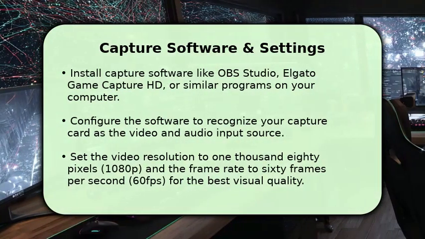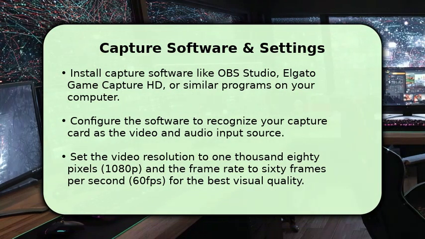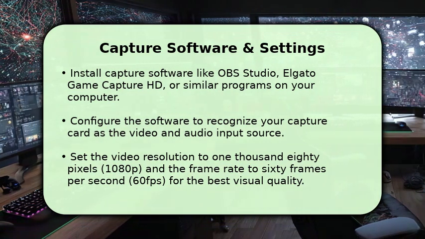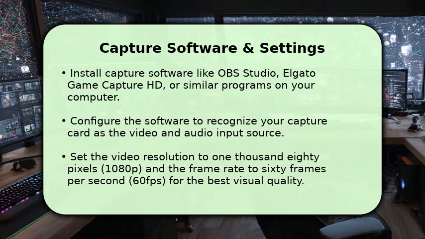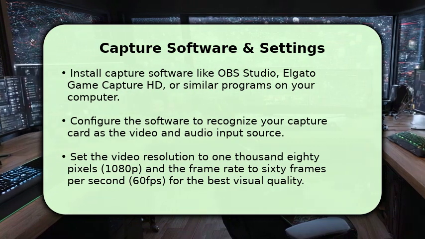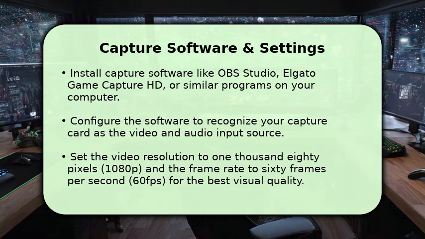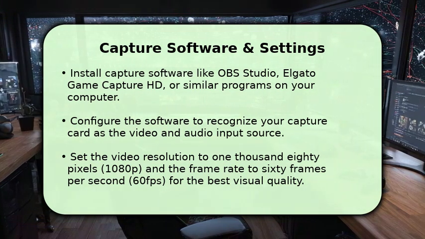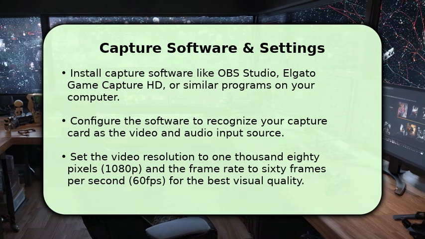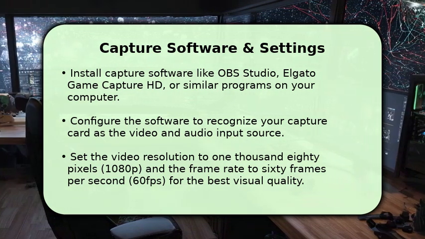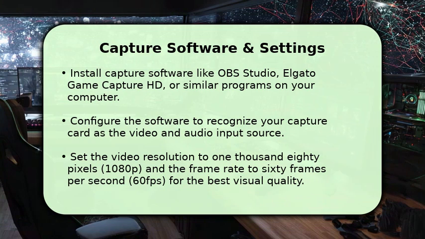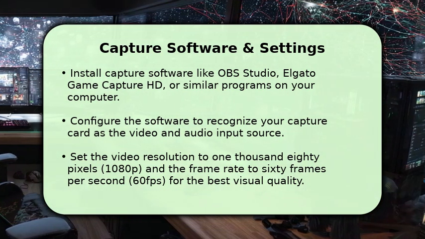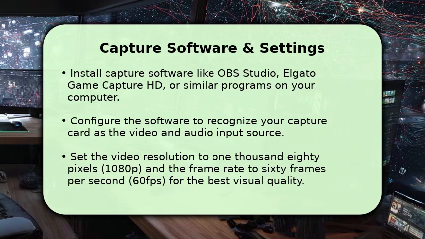Once your hardware is connected, the next step is installing the appropriate capture software on your computer. Popular options include OBS Studio or Elgato Game Capture HD. Open the software and select your capture card as the primary video and audio input source. For the clearest picture, set the video resolution to 1080 pixels and the frame rate to 60 frames per second. Don't forget to adjust the audio settings to ensure you can hear your game sound through your computer's output devices, providing a complete gaming experience.